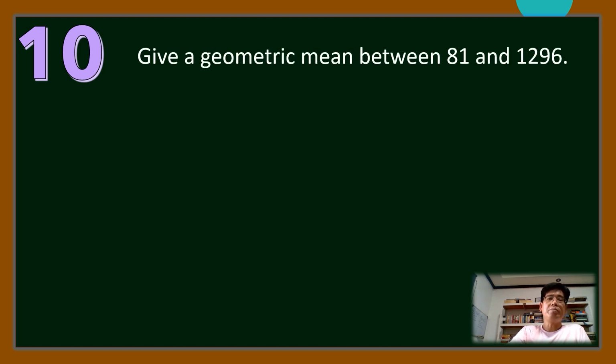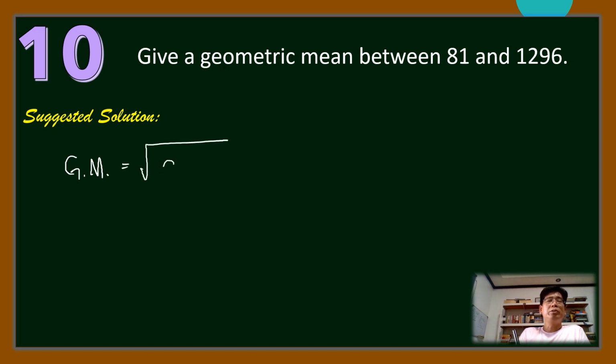Give a geometric mean between 81 and 1296. For our suggested solution, let us use the formula for a geometric mean between two numbers. The geometric mean between two numbers is the square root of the product of these two numbers. Let a and b be the two numbers. So 81 is a and 1296 is b. Then we have the square root of 81 times 1296.